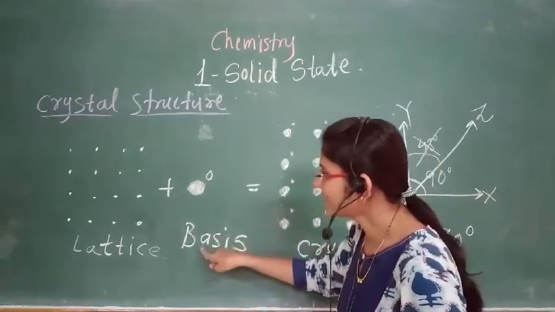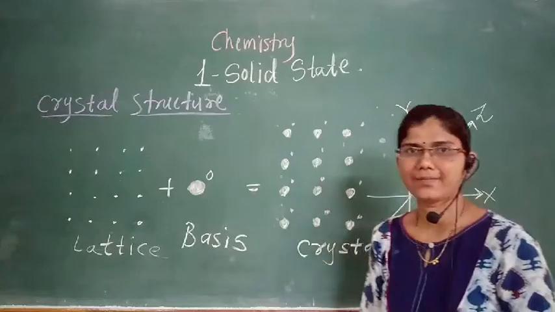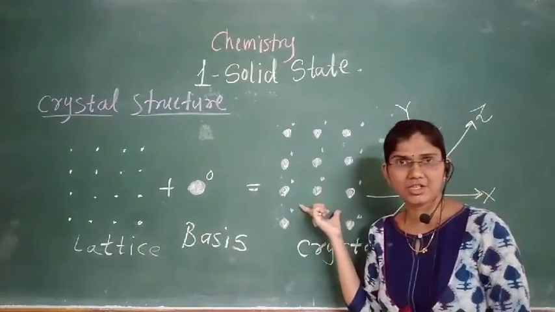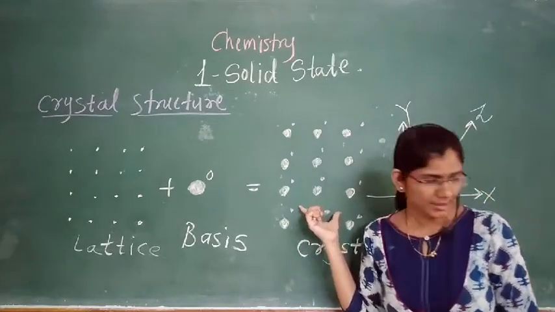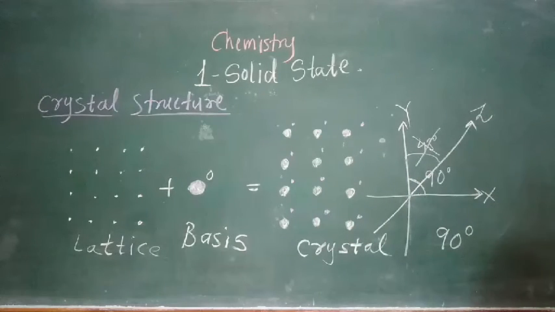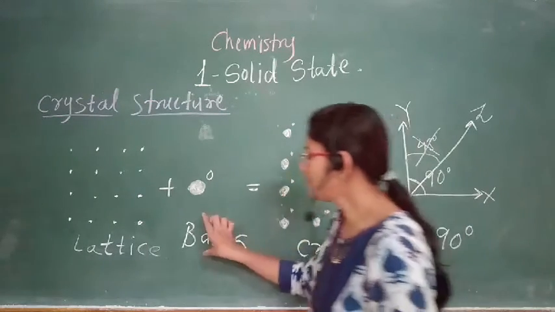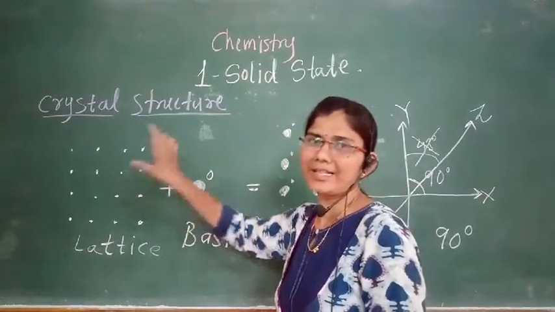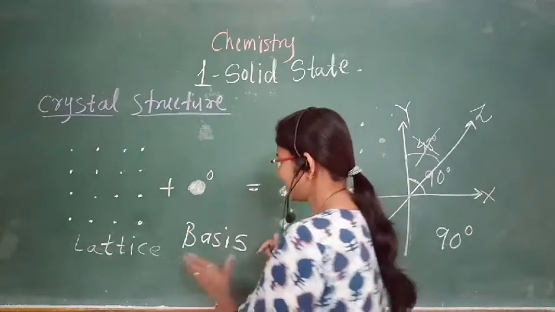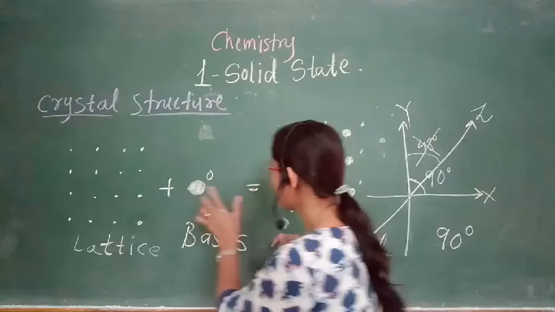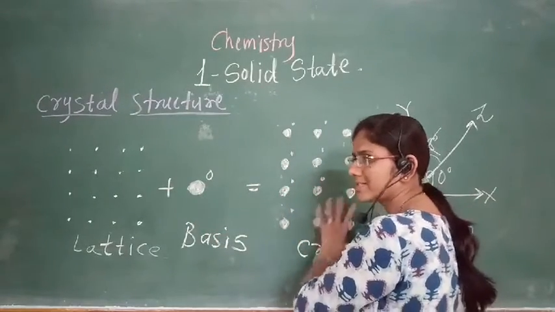So the basis covers the lattice points and forms a crystal structure here, and therefore a crystal structure results from attaching a basis to each lattice point. How are crystal structures formed? Crystal structures are formed by attaching a basis to the lattice point. Means when the basis is attached to the lattice point, it forms the whole crystal structure.